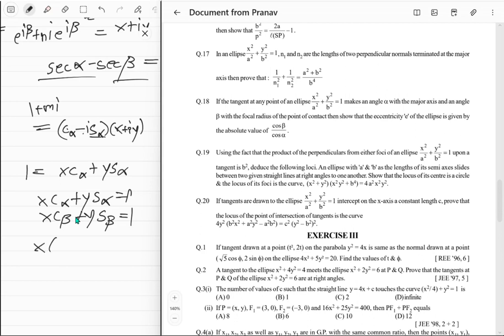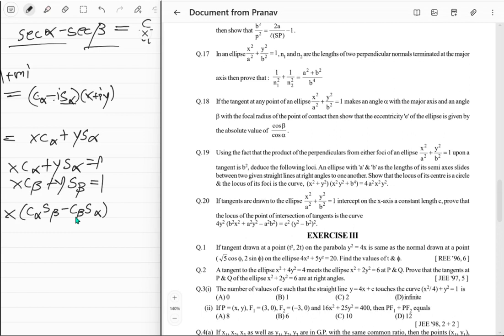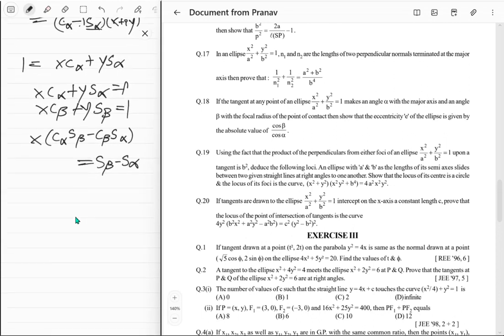So x times cosine alpha sine beta minus cosine beta sine alpha. That's going to be equal to sine beta minus sine alpha. Yeah. Not helpful. Oh, and look at this equation. It's even bigger. I mean, that's because it has that a and b and everything. But still, it's pretty big, isn't it? Think.